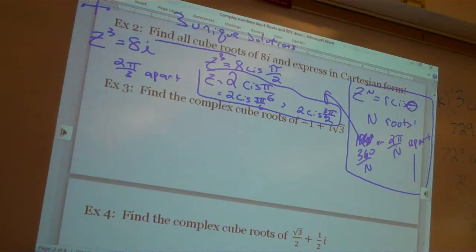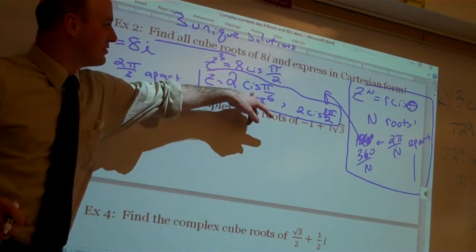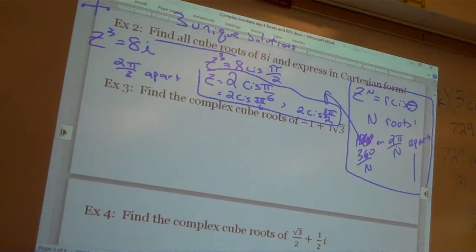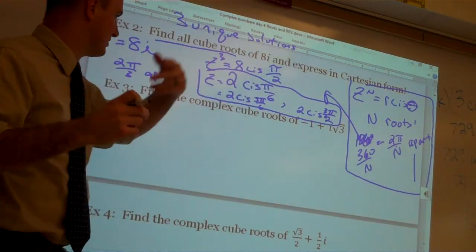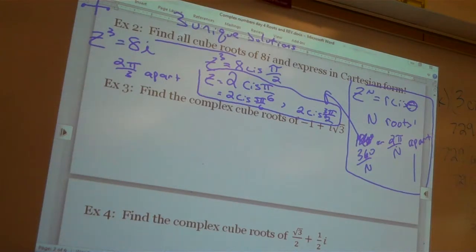The question asks for the three answers in Cartesian form, so the last layer we need to do is just convert. What's cosine of pi over 6? Root 3 over 2. Good one. So cosine pi over 6 is root 3 over 2. Multiplied by 2, that would be root 3, plus sine of pi over 6, which is 1/2, times 2, plus i. So the first solution would be root 3 plus i.